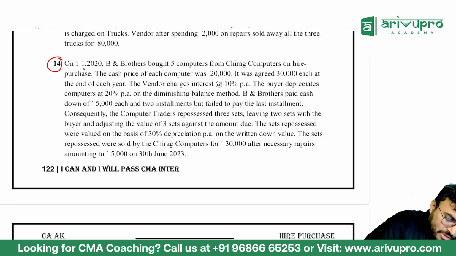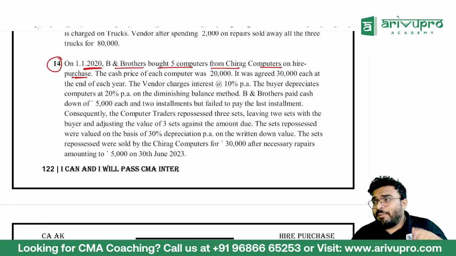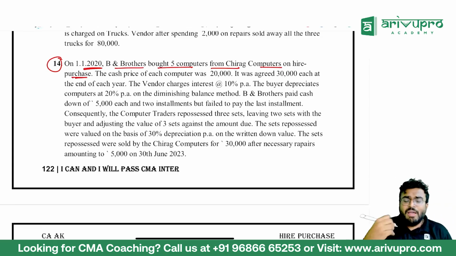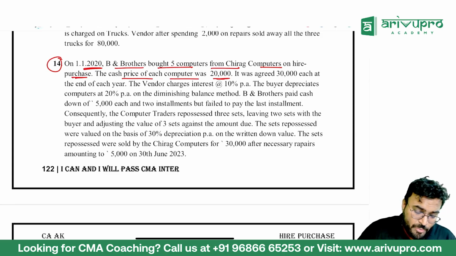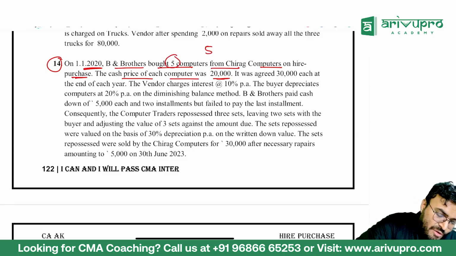On 1/1/2020, B&B Brothers bought 5 computers from Chirag Computers on hire purchase. The cash price of each computer was 20,000. How many computers did they buy? 5. So 5 into 20,000, the total cash price is 1 lakh.